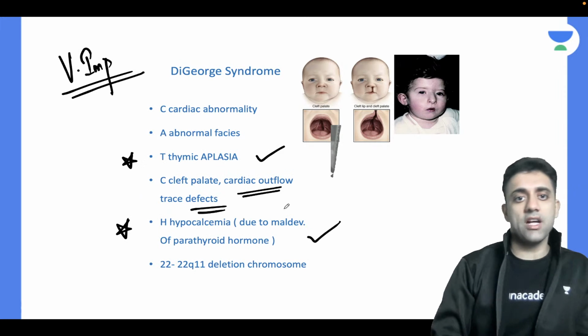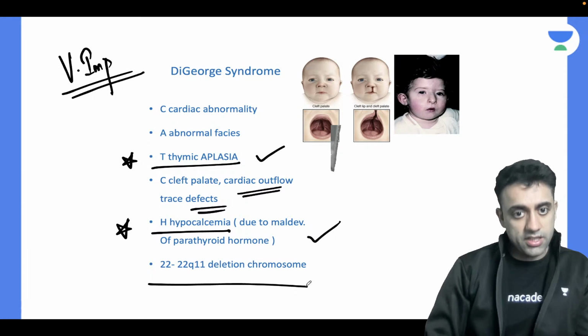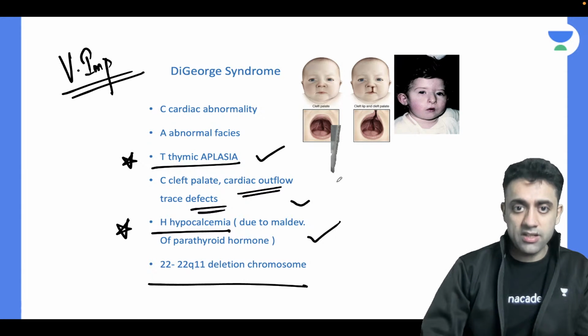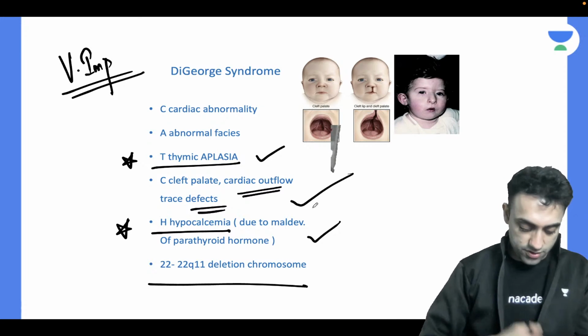But more important is thymic aplasia, hypocalcemia, the deletion chromosome is 22q11, and the most common congenital heart defect is cardiac outflow tract obstruction.